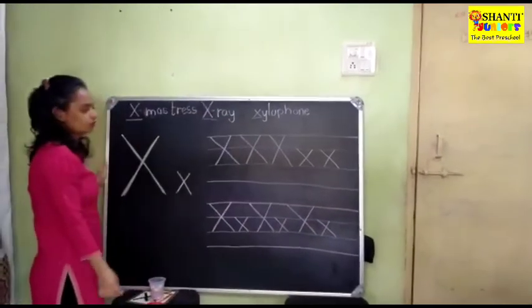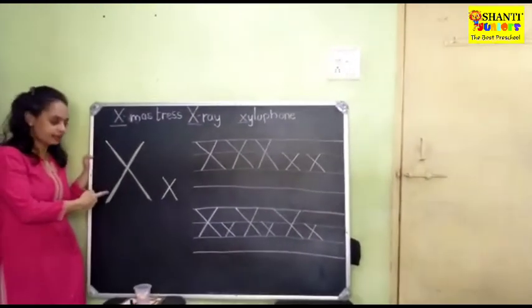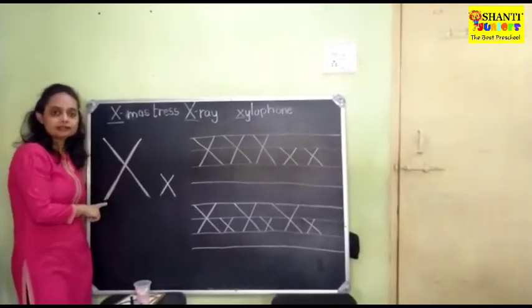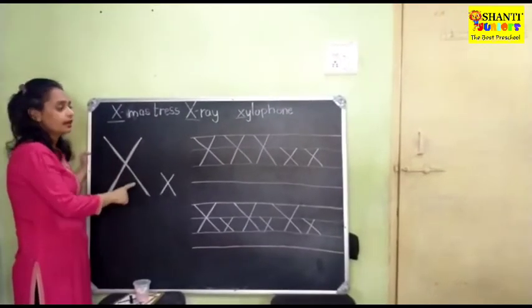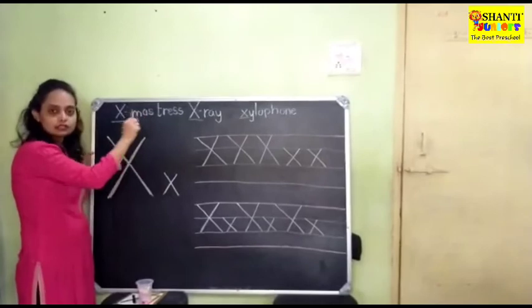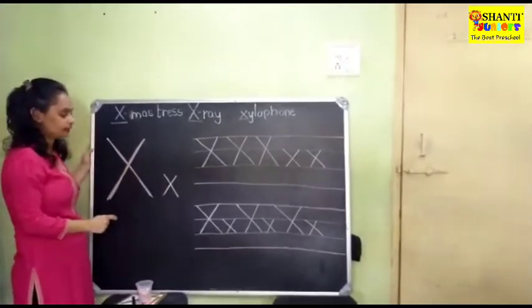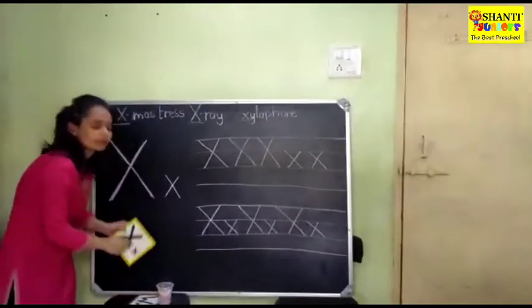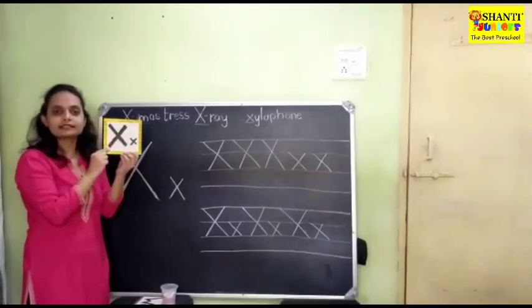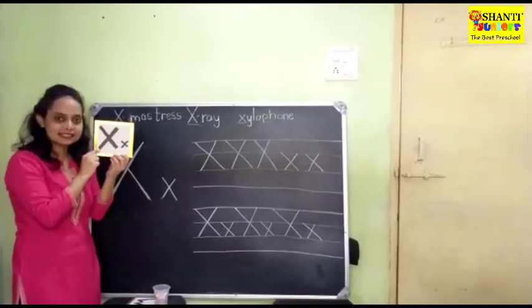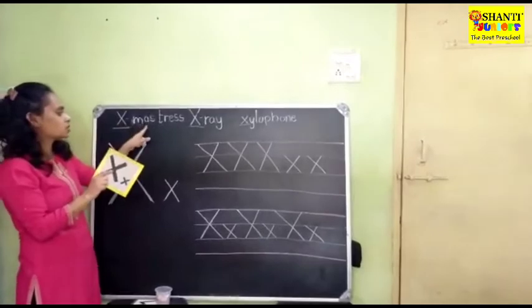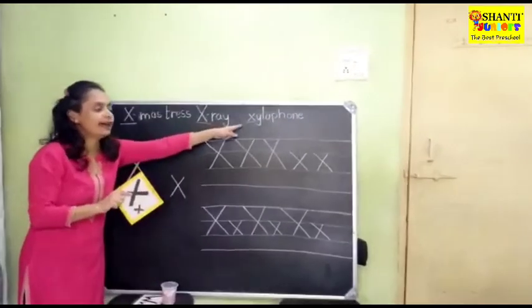Okay. So children, this was the letter X. And please do writing practice of this. And if you are not able to do it, just make dots and then do the writing practice. So this was letter X. The sound of letter X is x, x, x. X for Xmas tree, X-ray, xylophone.